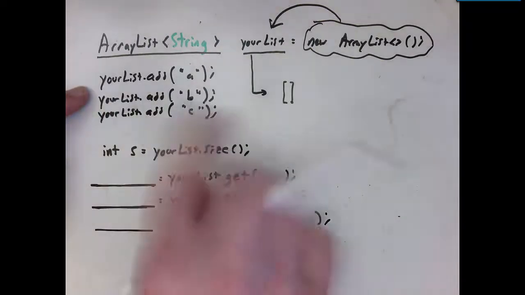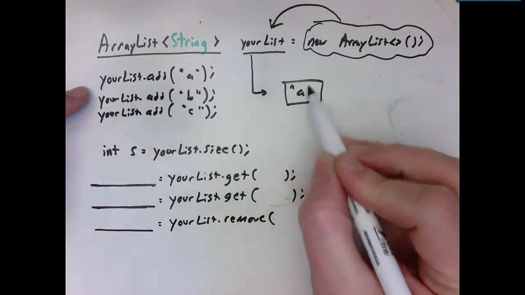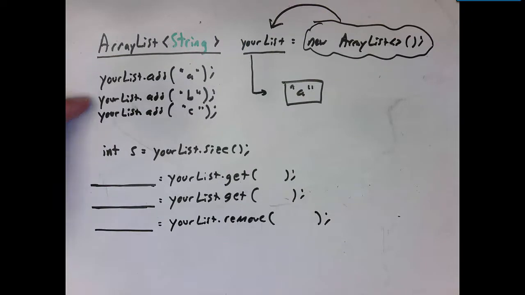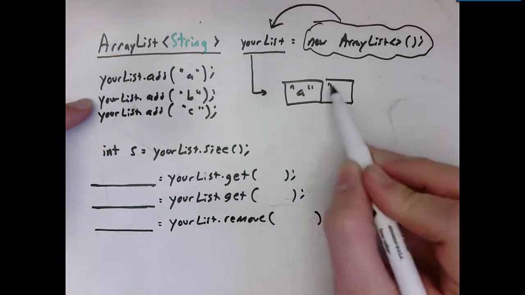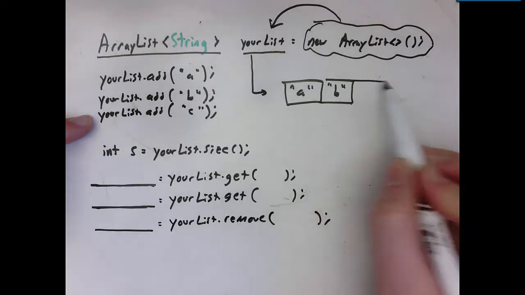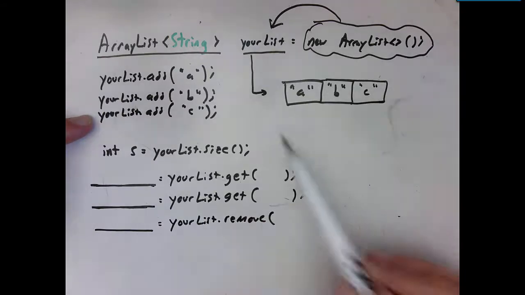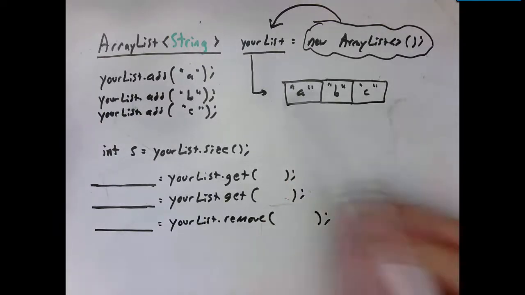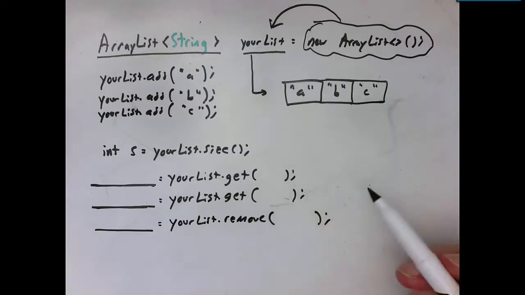So here when I say list.add a, now my list is length 1 and it contains a. And then if I say your list.add b, that adds another thing to the list at the end, b. And then when I say your list.add c, that adds another thing at the end of the list, c. So your list refers to the entire list of things, but the list has lots of variables inside it.